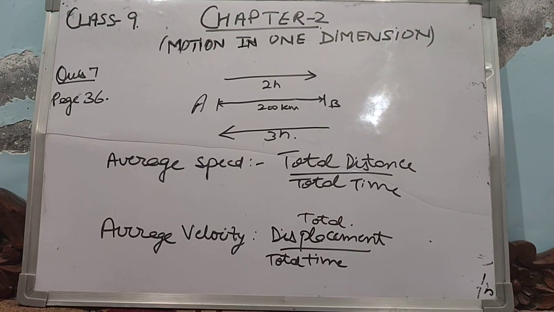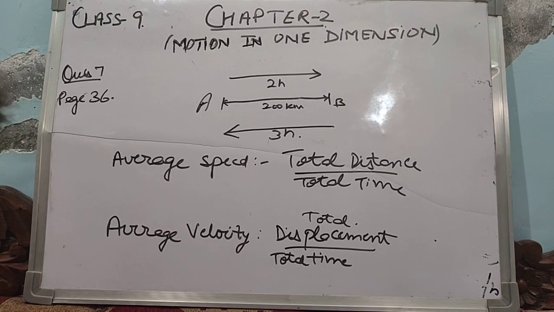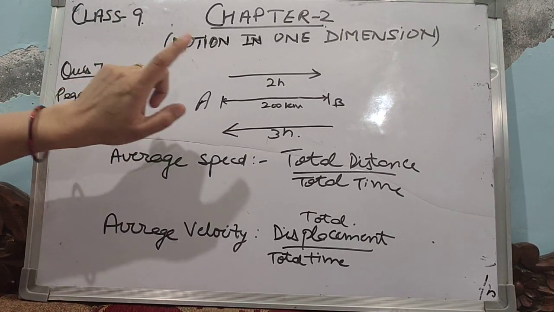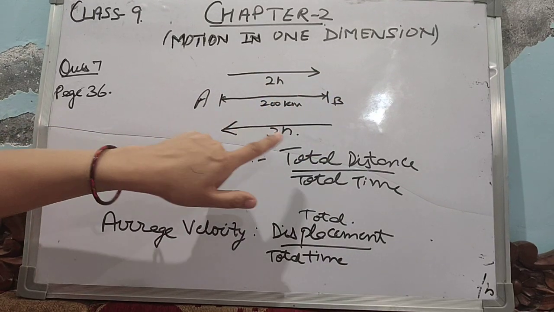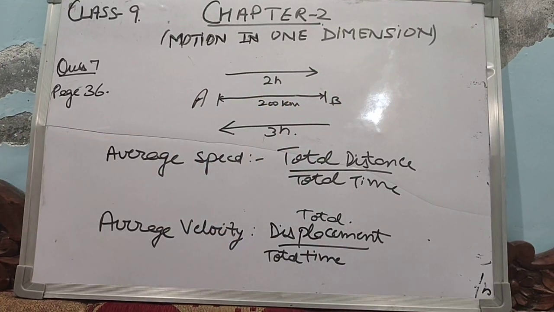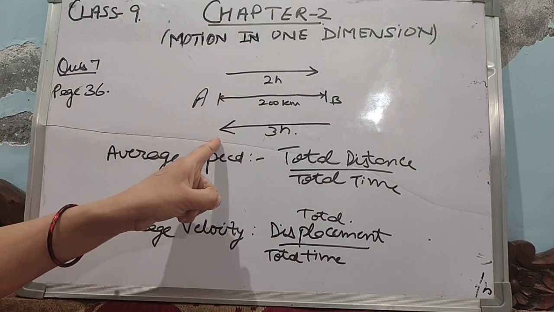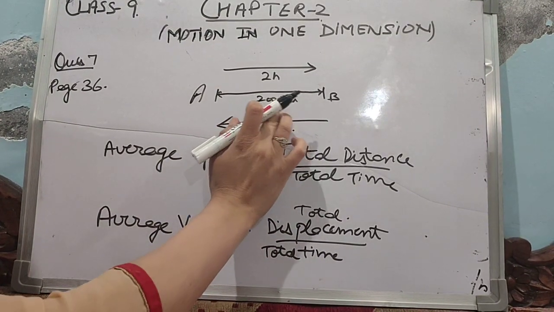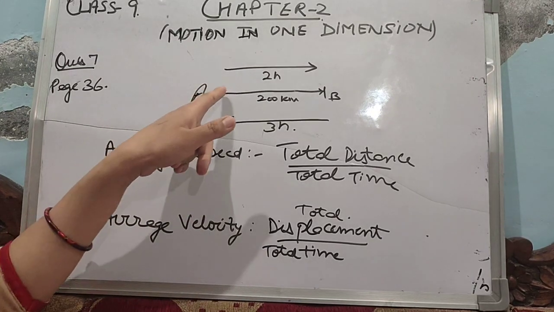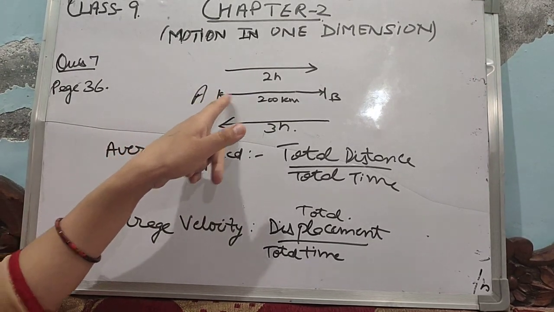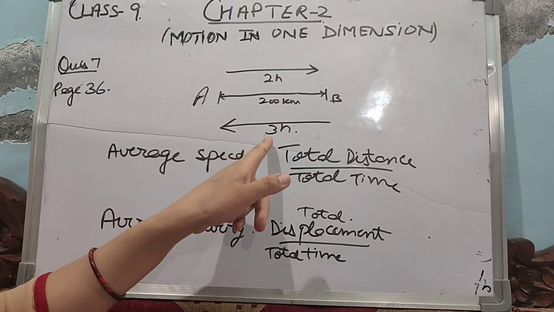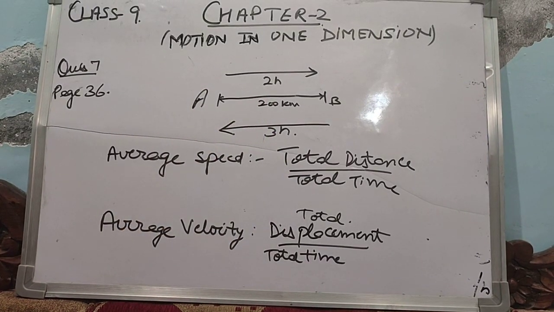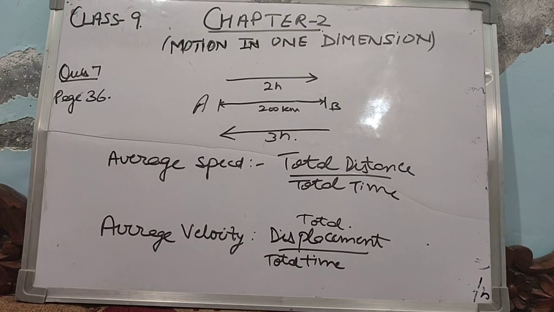Dear students, the next question is question number 7. A train takes 2 hours to reach station B from A and then 3 hours to return from B to A. The distance between the two stations is 200 kilometer. So it takes 2 hours to go from A to B, and from B to A it takes 3 hours, and the distance between the two stations is 200 kilometer. You have to find the average speed.